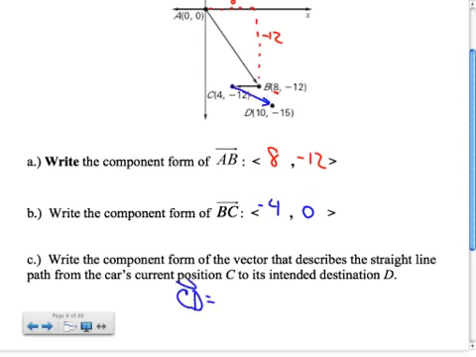And vector CD is the vector given by, well, again, 4, negative 12 to 10, 15. I got to go right 6. I'm looking at my x-coordinate. To go from 4 to 10, I got to go right 6. And then to go from negative 12 to negative 15, I got to go down 3. So right 6, down 3 would be my component form of that vector.